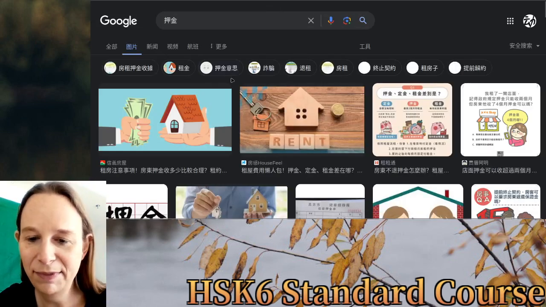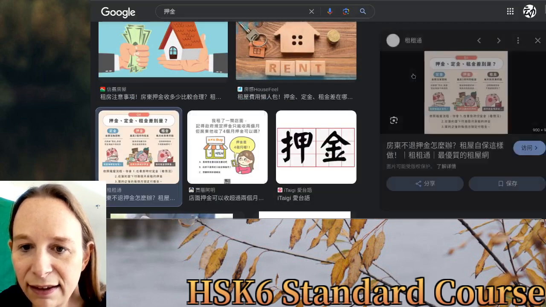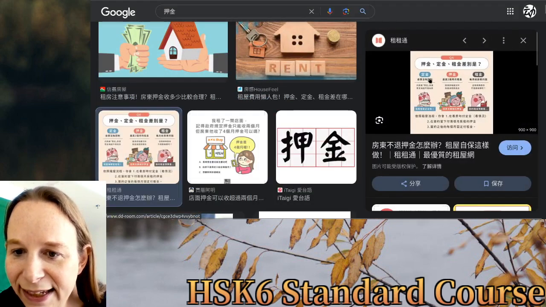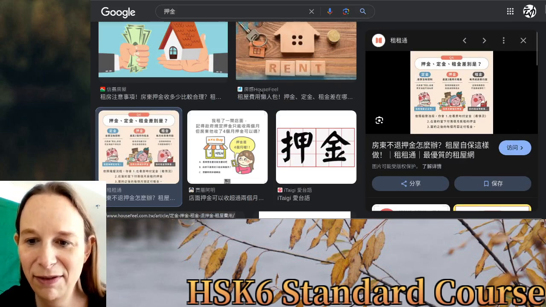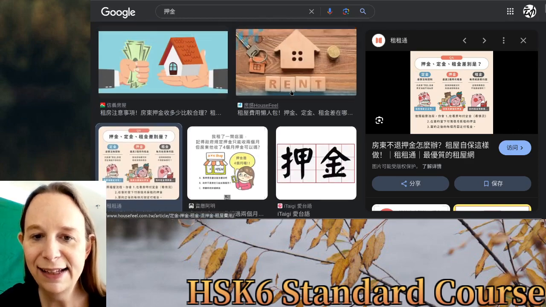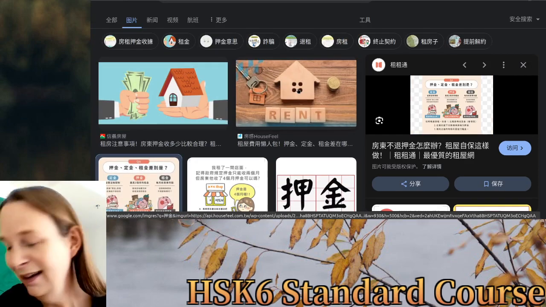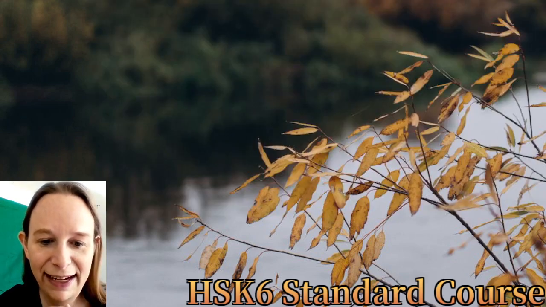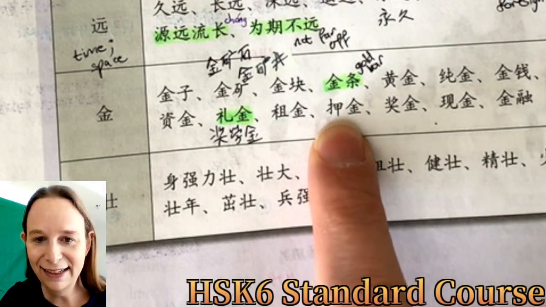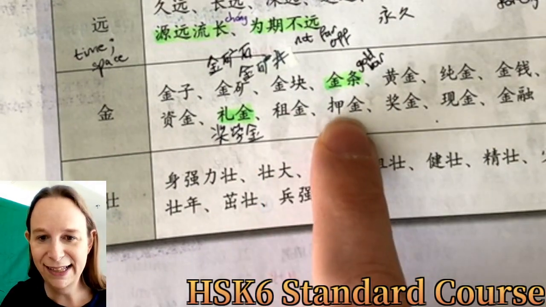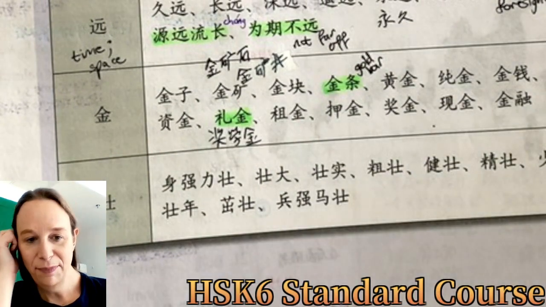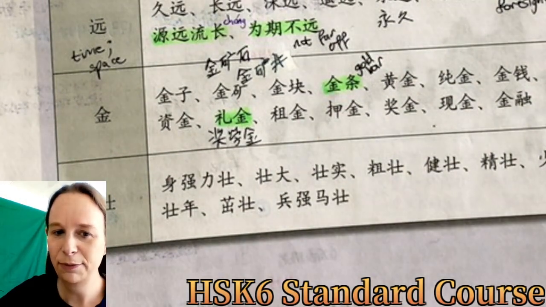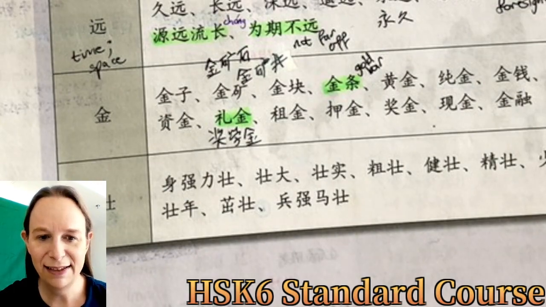The other one is 押金. 押金 is the deposit. What's this? 定金? I don't know. 押金 deposit, 租金 rent money. 定金, it's just to confirm you have a place or something. Oh, sorry, I just looked at the textbook. The next word is 押金. This is deposit, usually for renting. But you can encounter this word at other things when you're borrowing something that has monetary value.